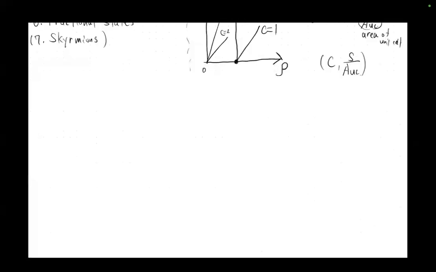Okay. So using this, we can classify states. And for later convenience, let me actually draw the rho-phi plot over here. Okay, so we have the C, S over A_UC pair to keep track of. So let me make a 4x4 table.